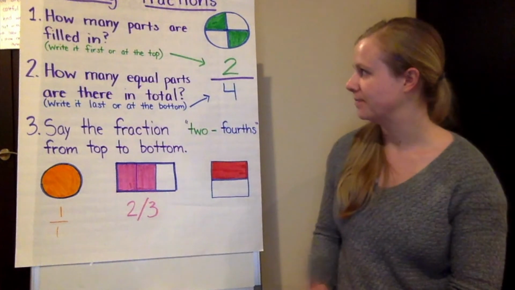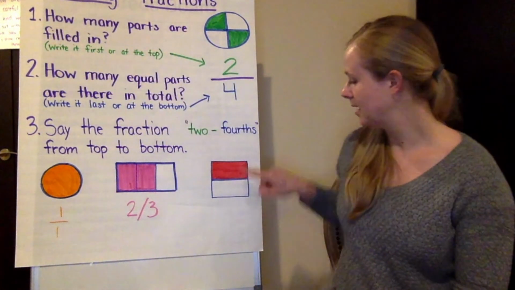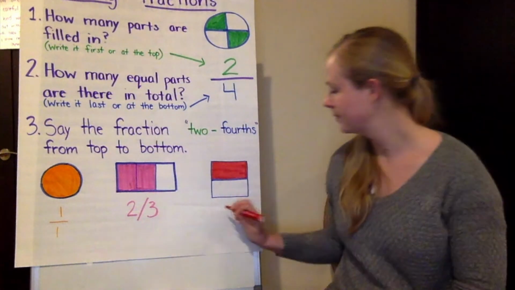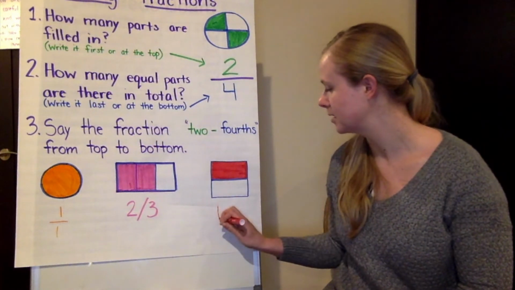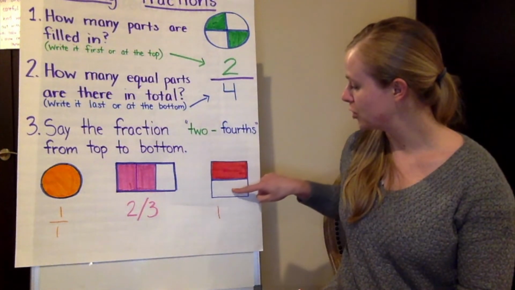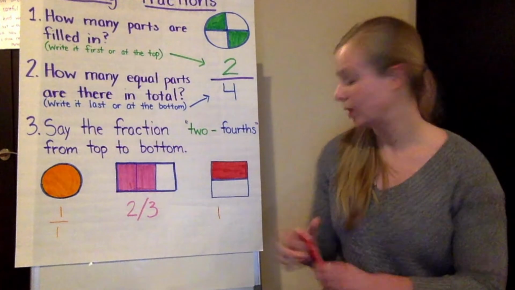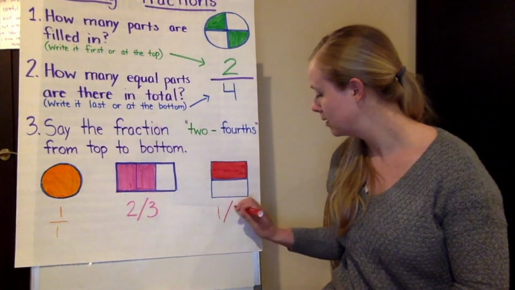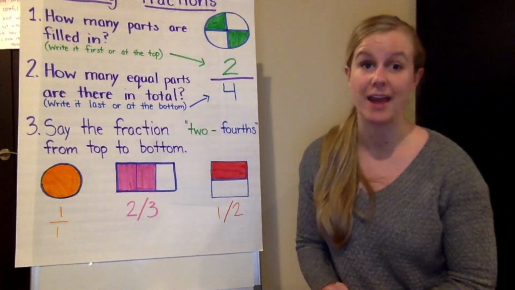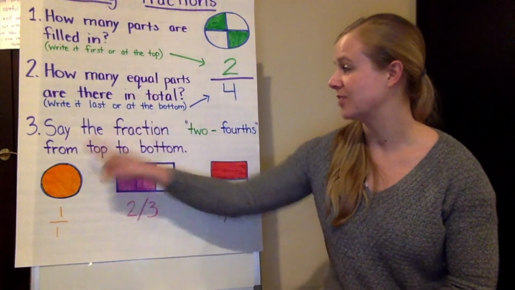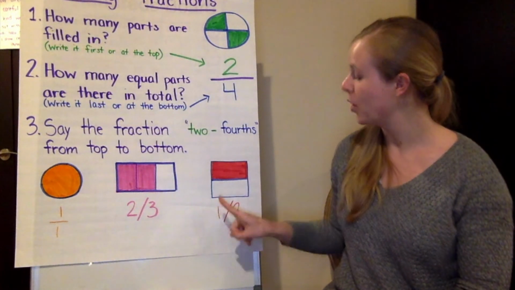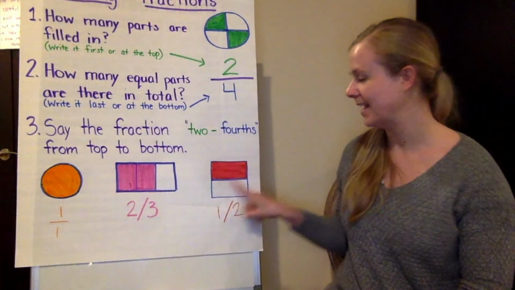Let's try this last one. How many parts are filled in? I see 1 part filled in. So that number goes first. How many equal parts are there in total? 1, 2. This square is split into 2 equal parts. Remember, when we have 2 equal parts, we're talking about halves. So now when I say the fraction from top to bottom or first to last, I'm going to think halves. I have 1/2 shaded in.